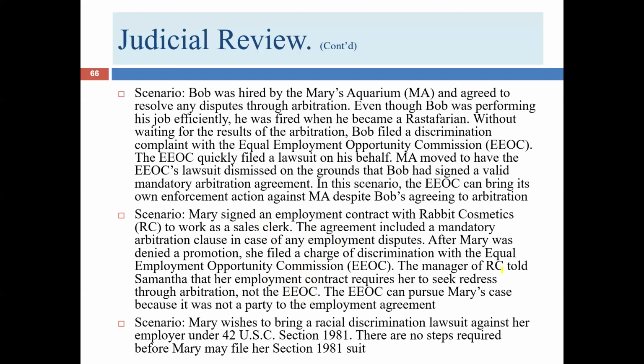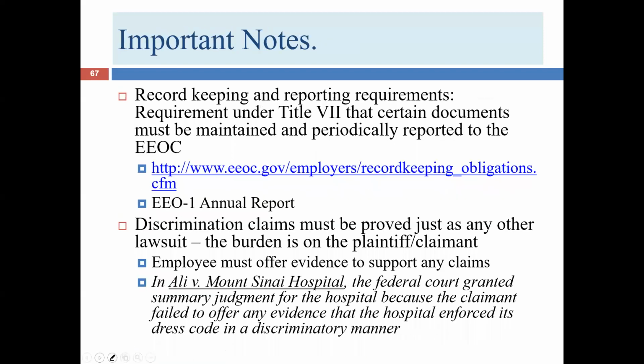Mary wishes to bring a racial discrimination lawsuit against her employer under Section 1981. There aren't any steps required before Mary may file her Section 1981 suit. Obviously, if there's an arbitration provision, that would also apply, so instead of filing a lawsuit, she'd have to file through the arbitration mechanism if it's a Section 1981 claim. There are certain reports, mainly the EEO-1 report, that have to be filed by employers every year.